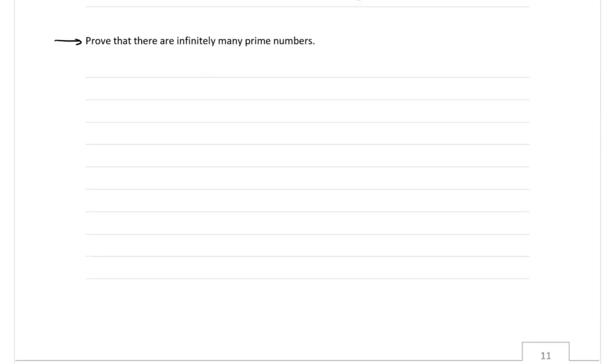The last and possibly trickiest proof we're going to do is that there are infinitely many prime numbers. Hopefully you're able to see what our assumption will be based on the previous questions that we've done. We're going to assume that there are a finite number of prime numbers. So assume a finite number of primes.